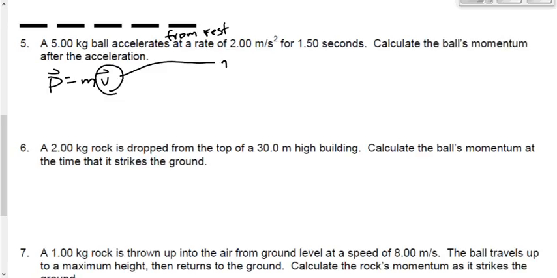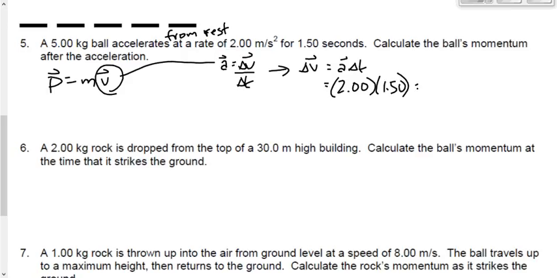I'm going to probably try for this one. a is equal to delta v over delta t. Rearrange that, I get delta v is equal to a times t. And a is 2.00, t is 1.5, giving me a change in velocity of 3.00 meters per second. Now, I'm not actually looking for the change. I'm looking for the final, right? But if the initial is 0 and the change is 3, then what's the final?